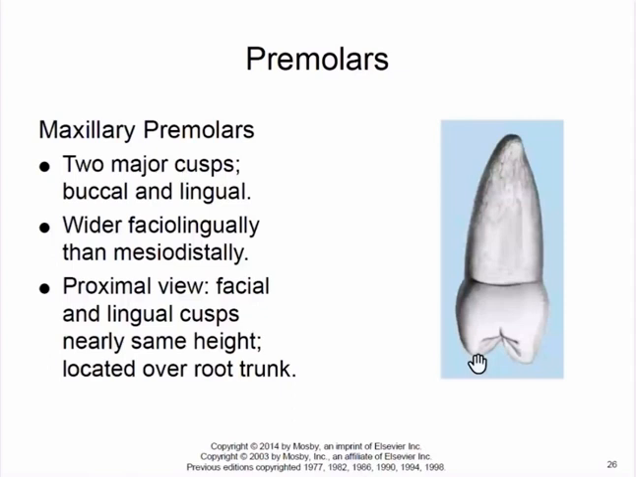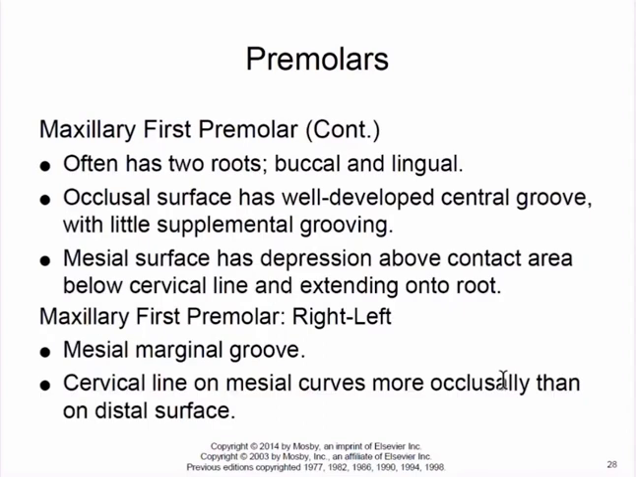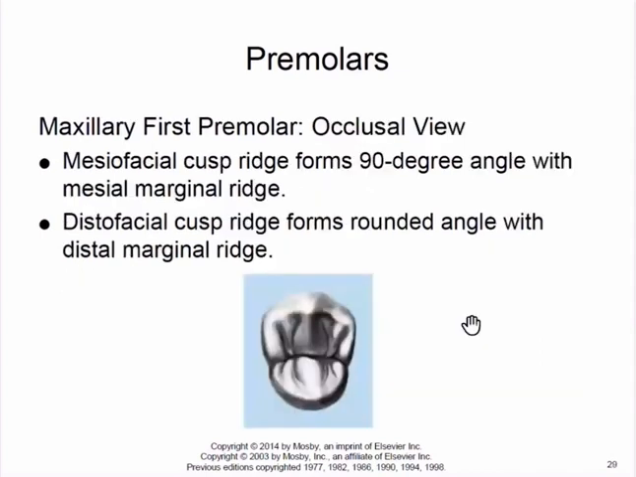In the maxillary first premolar, mostly we have two roots. We have a slightly longer buccal cusp. Also, we have what we call the mesial marginal developmental groove on the crown, okay, a mesial crown depression. And we can also say about the cervical line, which curves mesially more than distally. Occlusally, you will have cusp ridges that are mesially 90 degrees, while distally it is a more rounded line angle.